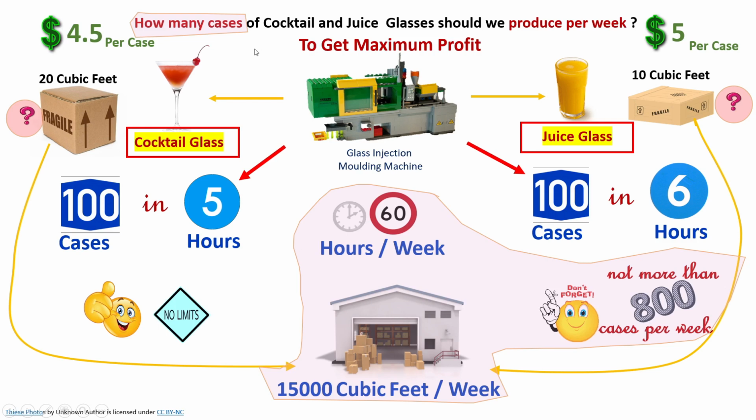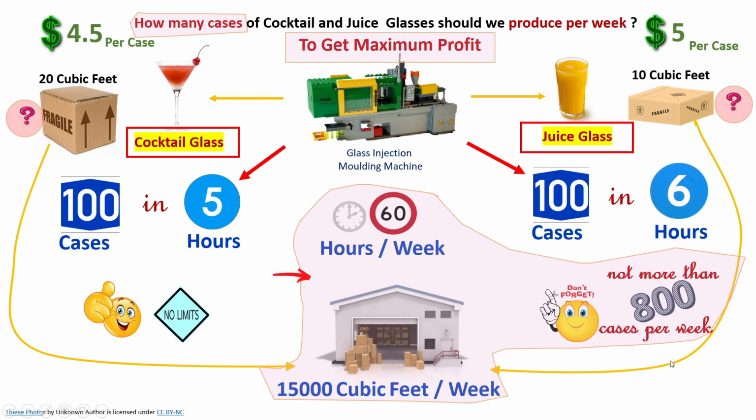So the important question here is, how many cases of cocktail and juice glasses should we produce per week? That is what we are trying to find out, such that our profit is maximized. So for optimization problems, these are called decision variables. How many cases of cocktail glasses and juice glasses should we be producing?